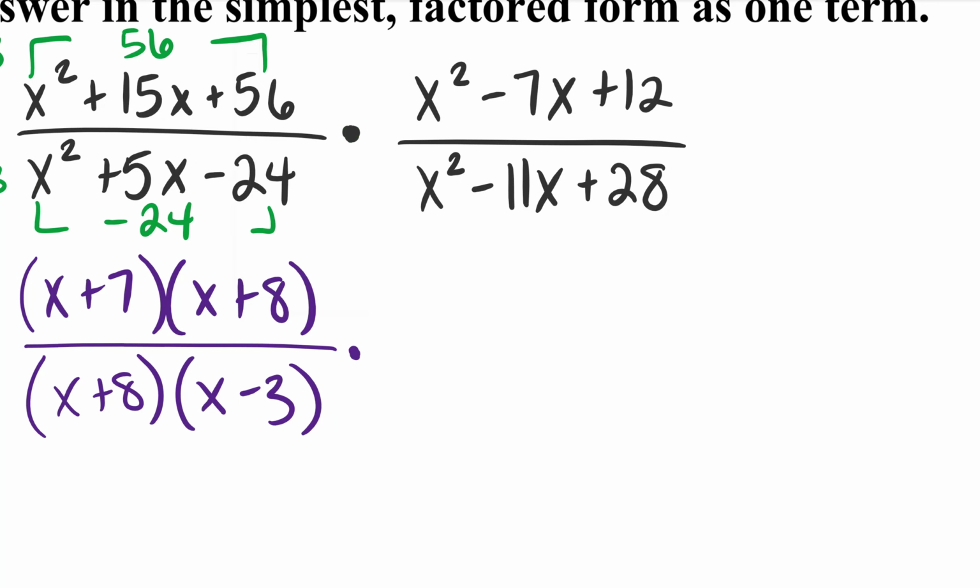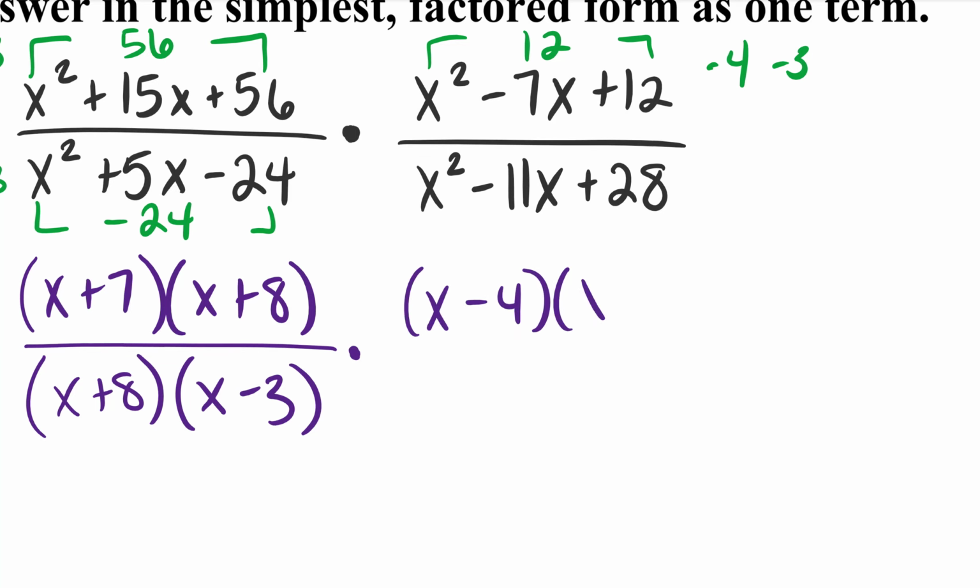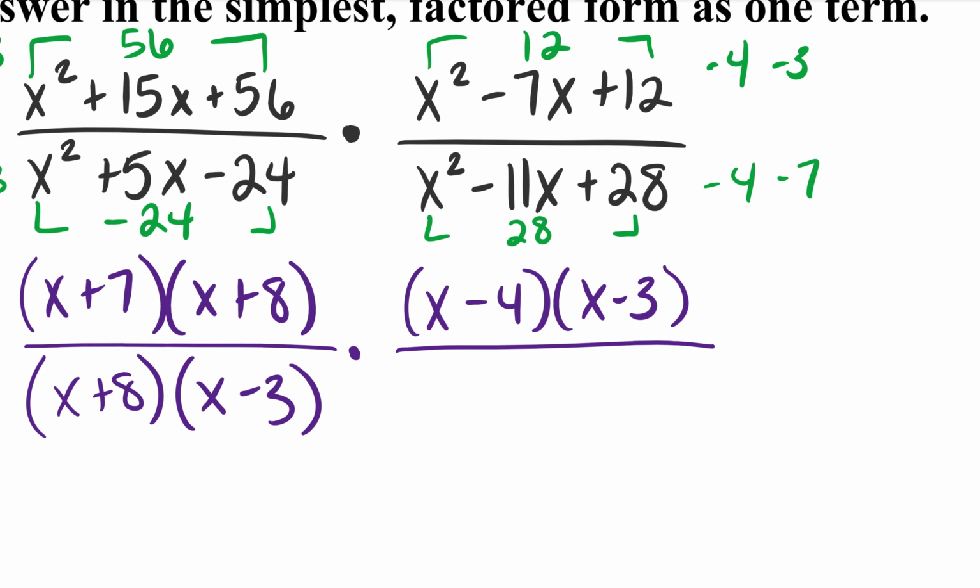Let's keep going. I have first times last is 12. What multiplies to 12 and adds to negative 7? Negative 4, negative 3. So I have x minus 4, x minus 3 over. Last one. First times last is 28. What multiplies to 28 and adds to negative 11 is negative 4, negative 7. So I have x minus 4, x minus 7.